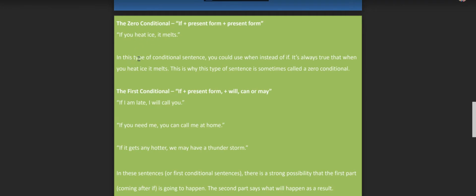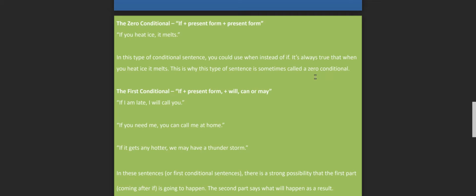Right? This type of conditional sentence، في هذا النوع من الجمل الشرطية، you could use when instead of if. ممكن تستخدم when بدل من if. Right? It is always true that when you heat ice it melts. This is why this type of sentence is sometimes called a zero conditional. هذا السبب لماذا تسمى هذه الجملة zero conditional.